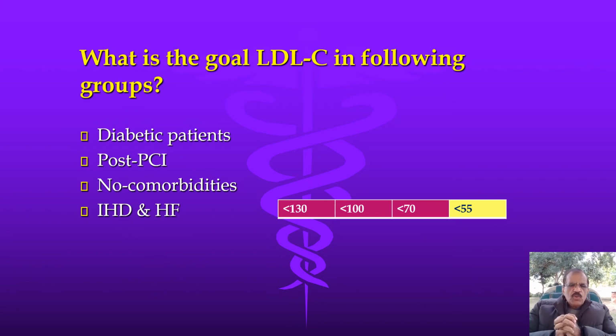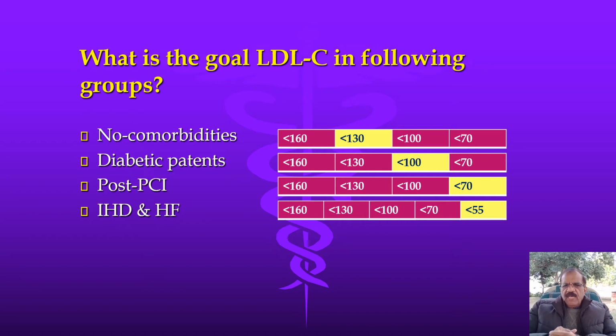We need to try to achieve these goals, and if somebody does not achieve the goal, it is not like he has missed the train or missed the flight. He has still achieved something. If we're trying to achieve LDL-C of 55, and that person has achieved 60, he is still very close to the goal. I think that person also needs to be appreciated for his effort and will benefit.